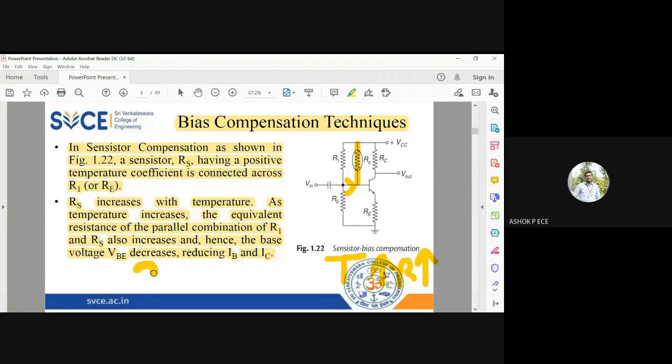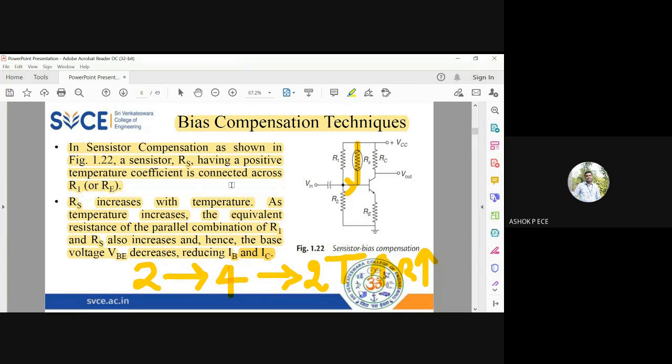So as I said, it is 2 milliamperes. Because of variation in temperature, it has gone to 4 milliamperes. And because of the action of the sensistor, from 4 it will again come back to 2 milliamperes. So this constancy in the collector current value is always maintained because of this sensistor.